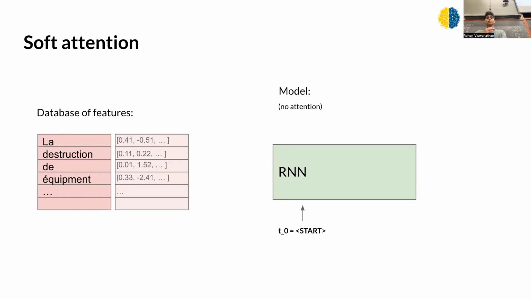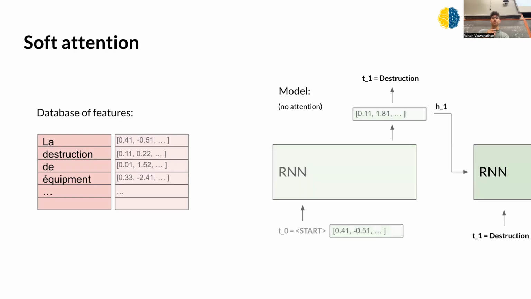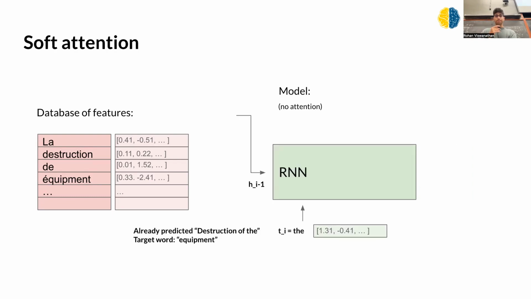This is no attention, just an RNN. We have a start. We have our first token that we're looking at, which is the representation of law, and we're trying to come up with what is potentially our next word. At time 1, the next step, we're looking at destruction, and we're taking this into our hidden state, into our next state, to try to predict, all right, what does this realistically map to based on our database of features? How can we do this?